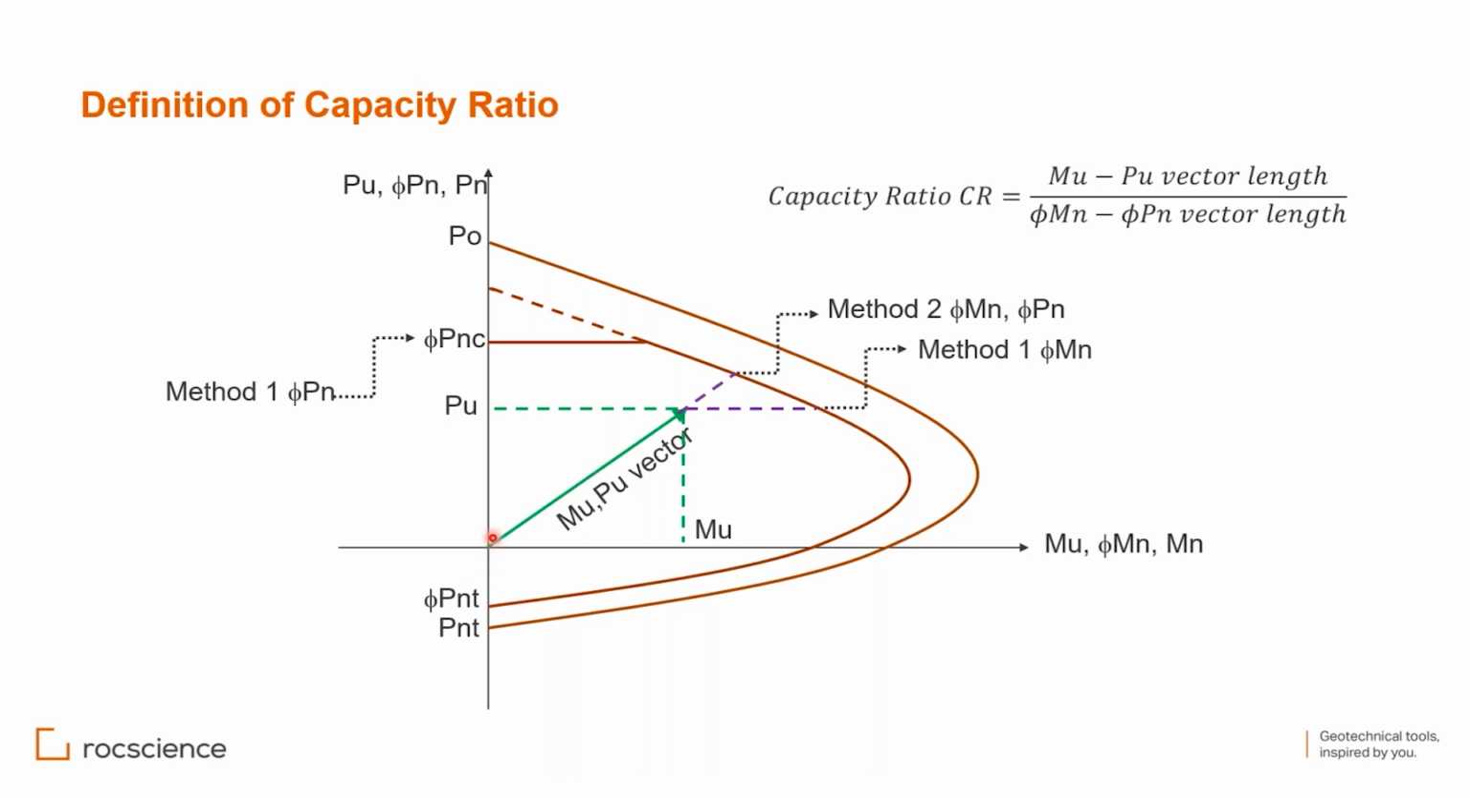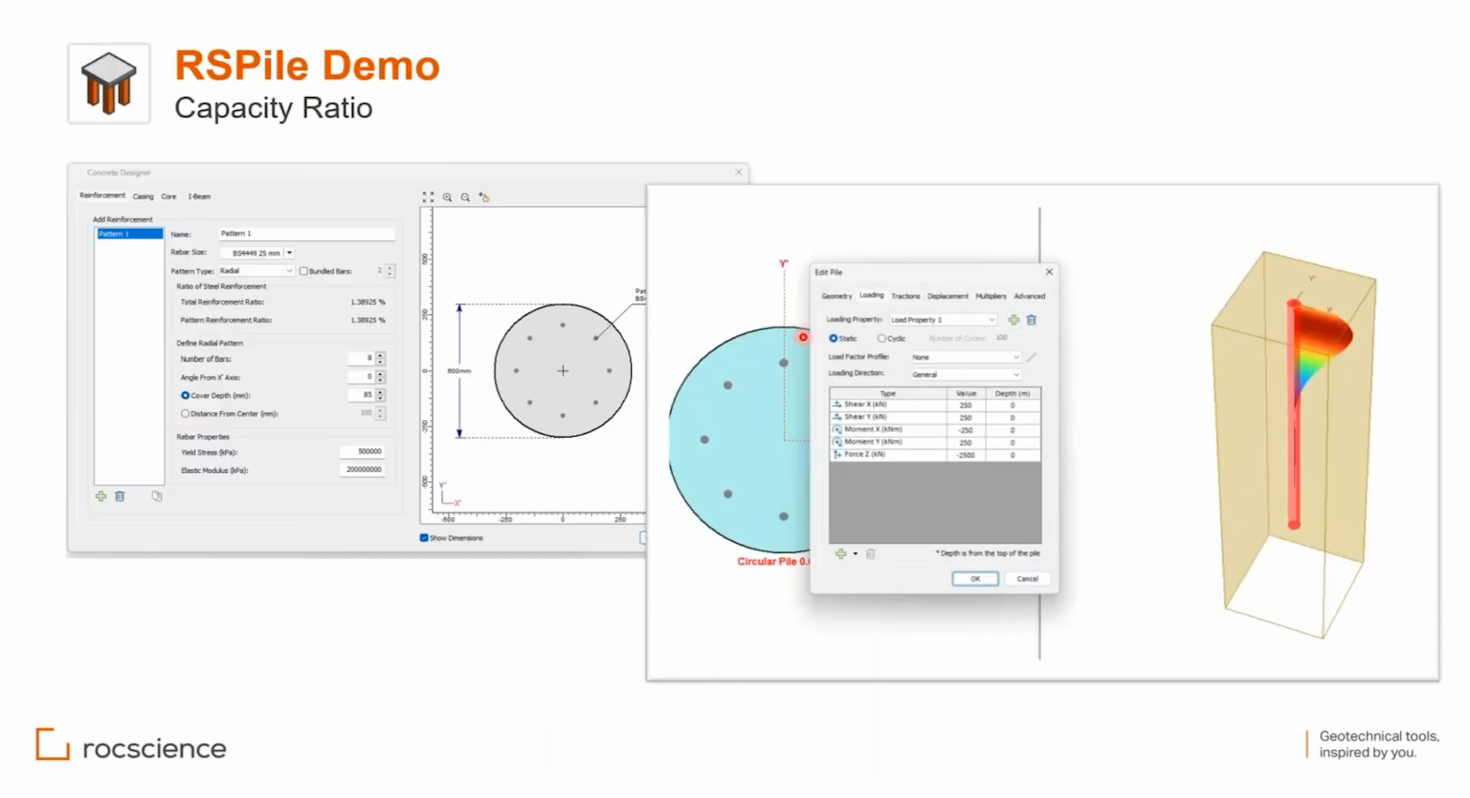The second method, I go to the level of the P that I am applying and check only the moment vector. So we have the moment here divided by the total moment. Now we have method one applied in RSPile. Method two will be applied in a later release. And this is how we are calculating the capacity. Let's see how it looks like.